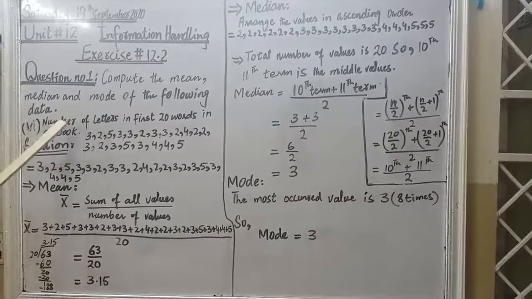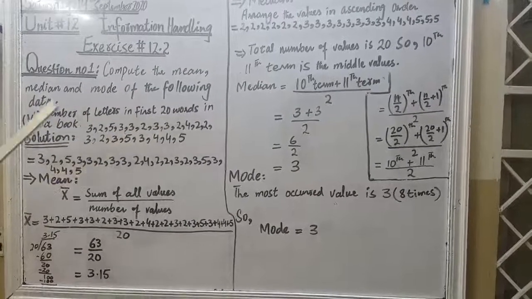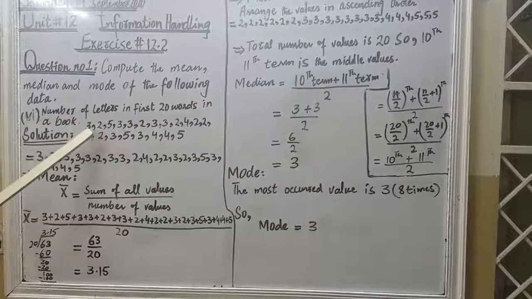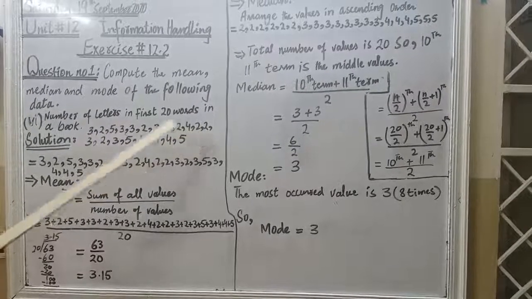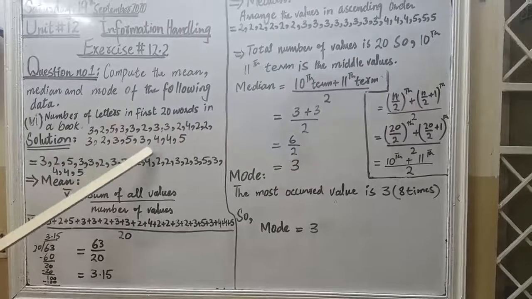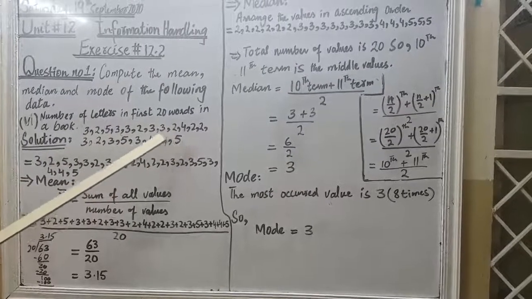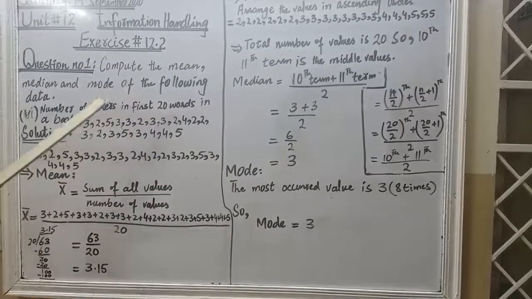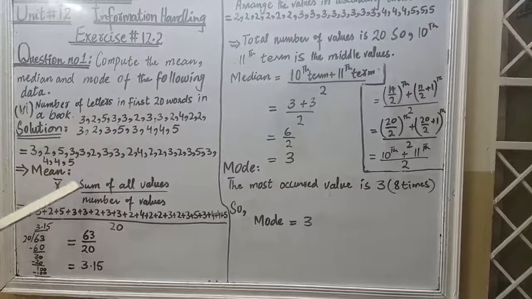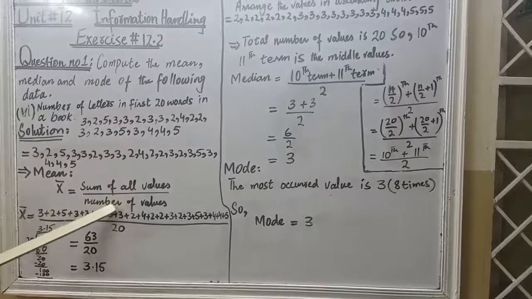Part 6. The number of letters in the first 20 words in a book is 3, 2, 5, 3, 3, 2, 3, 3, 2, 4, 2, 2, 3, 2, 3, 5, 3, 4, 4, 5. The data is given. The total number is 20. So first we find our mean: the sum of all values divided by the number of values.